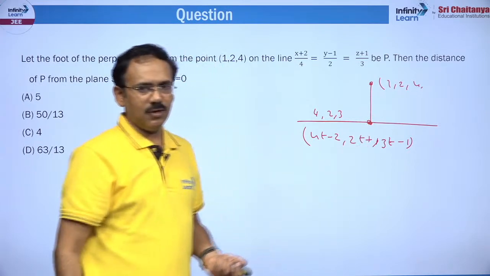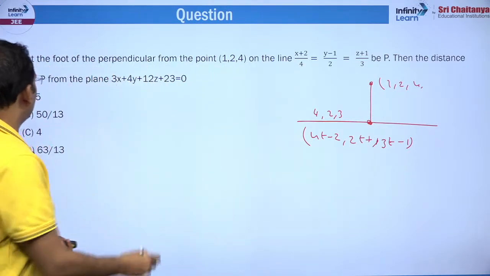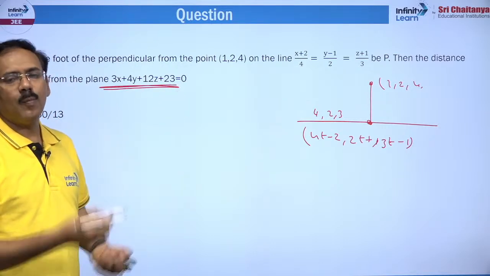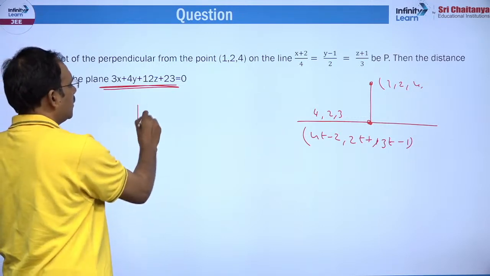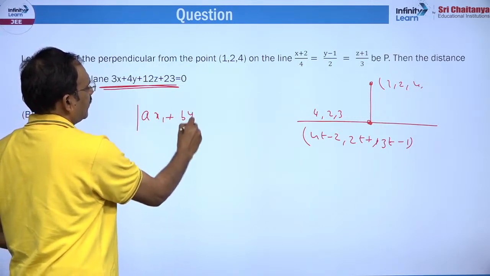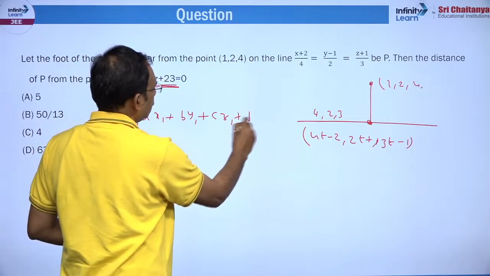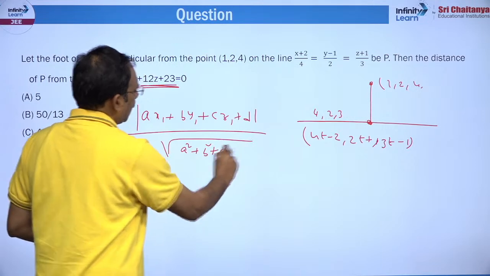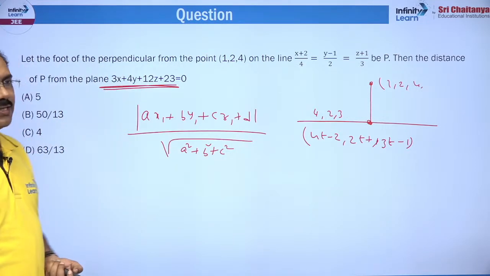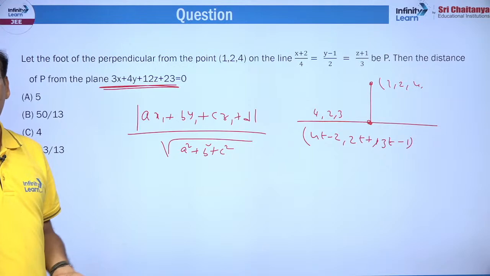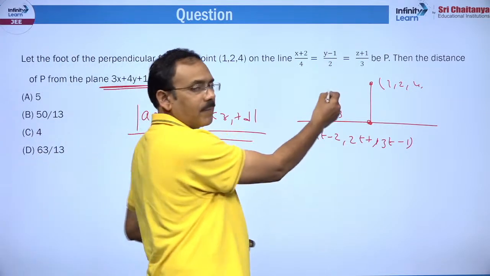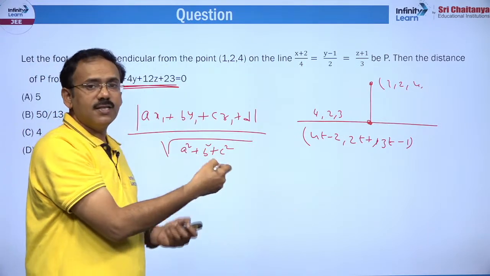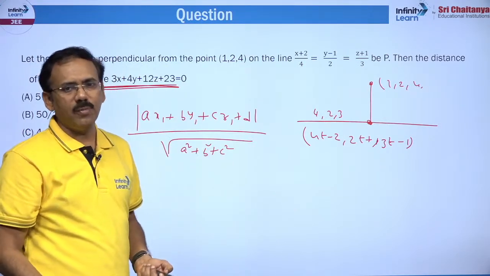Once that point is obtained, can you find the perpendicular distance to this plane? Yes, obviously. Point to a plane perpendicular distance is mod of ax1 plus by1 plus cz1 plus d by root of a square plus b square plus c square. You just apply it, you will get the distance, my dear friends. So this is a very simple and standard question: finding the foot of the perpendicular from a point to a line, then after getting that point, the perpendicular distance from the point to a plane, a combination of two concepts.